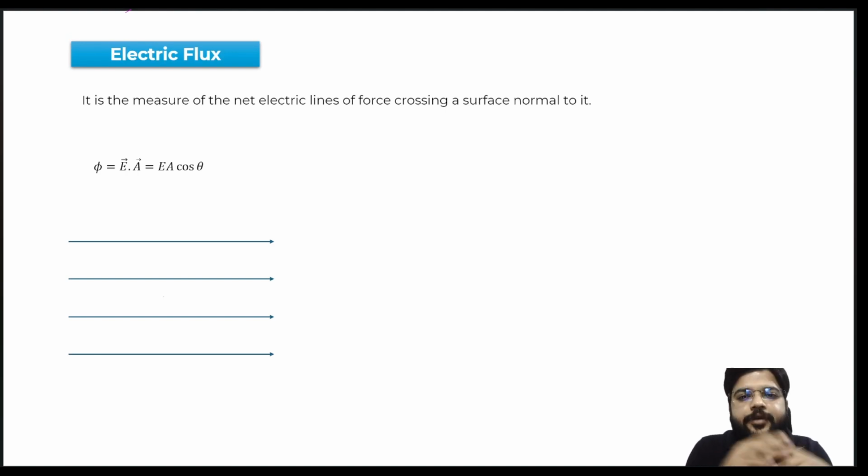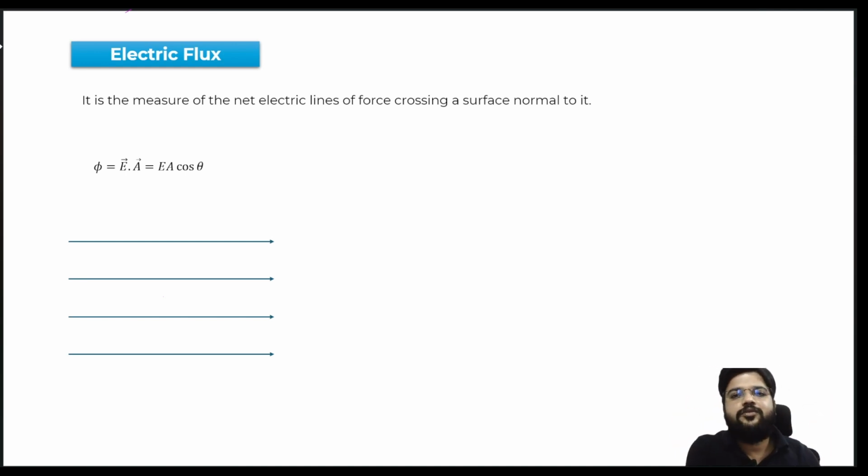Let's see the next topic, electric flux. What is the definition of electric flux? It is the measure of the net electric lines of force crossing the surface normal to it. How many field lines are passing normally through the surface? This measurement we do with the help of electric flux. I hope this is clear. What is the sense of electric flux? Like I have this surface, and how many field lines pass normally through the surface? We measure this with electric flux, correct?